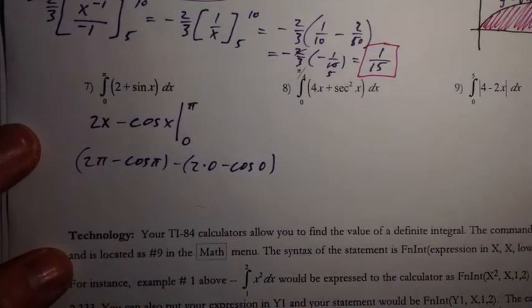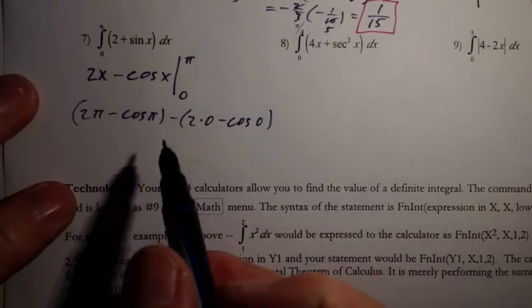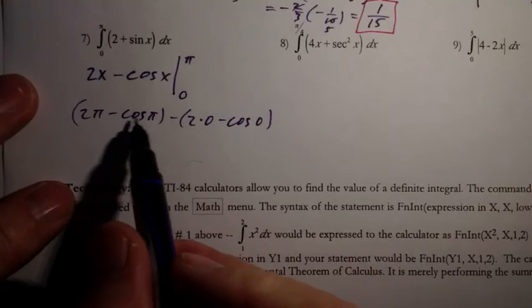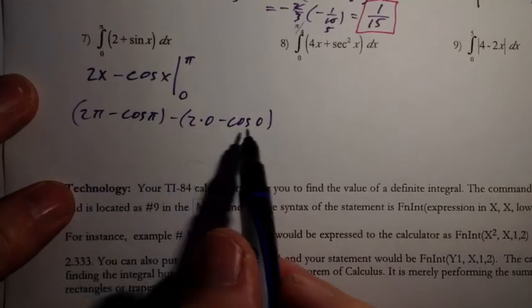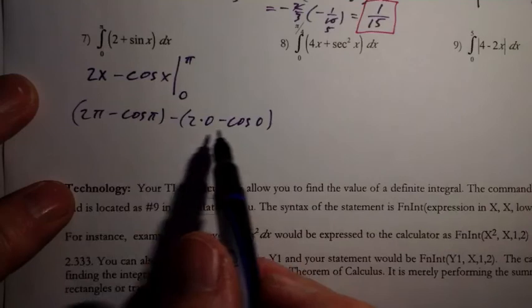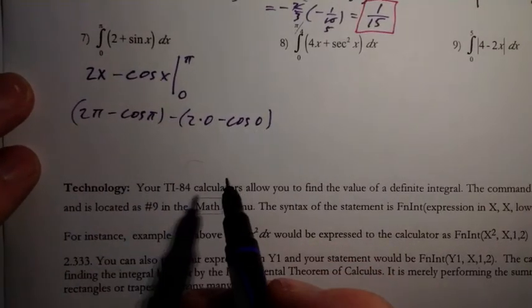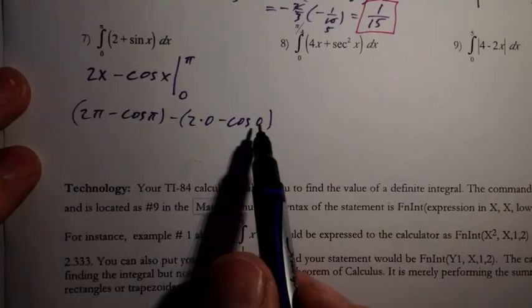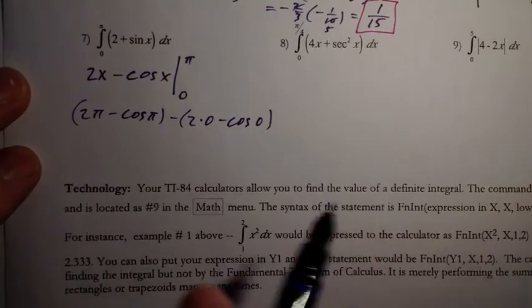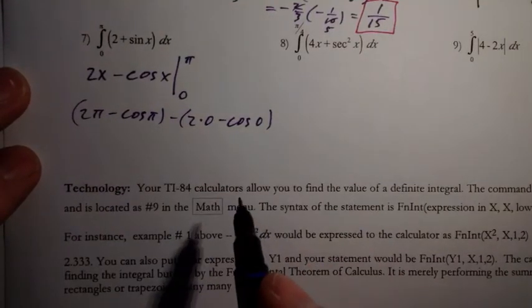Well, if you're anything like most students, you're either going to make a mistake this first time on the cosine of pi or the cosine of 0 or the minus sign in front of one of these. So if you got this far, then you understand the calculus. If you don't get the right answer, then you forgot the algebra and trigonometry.